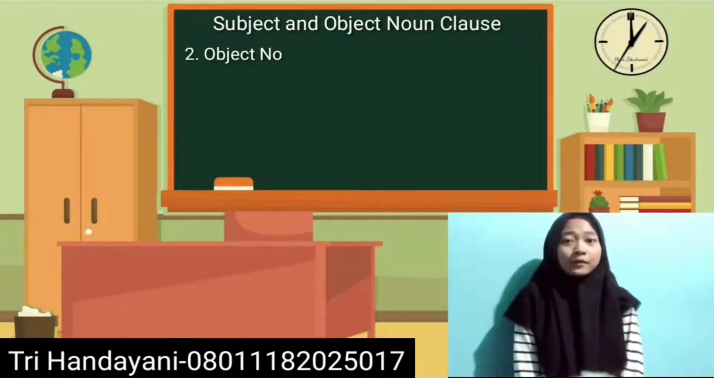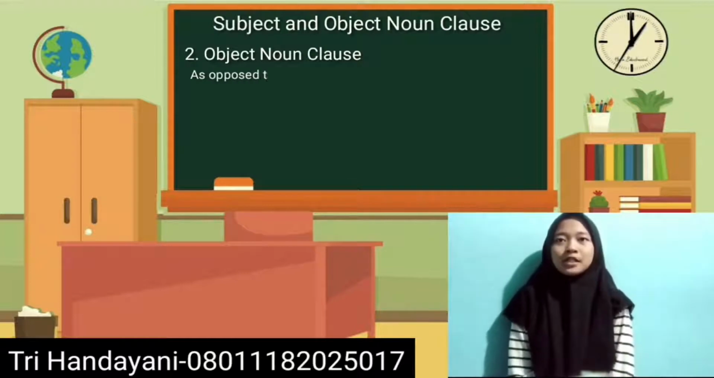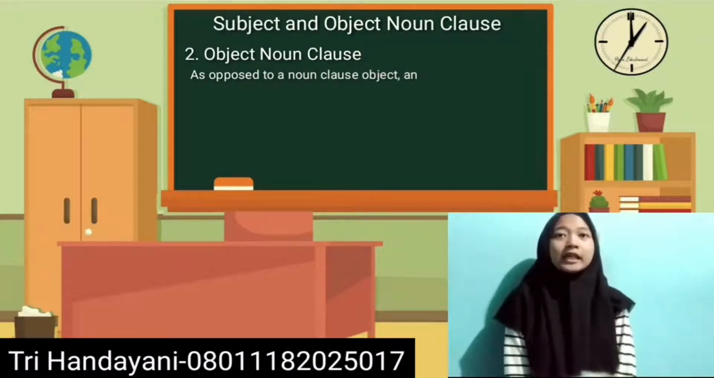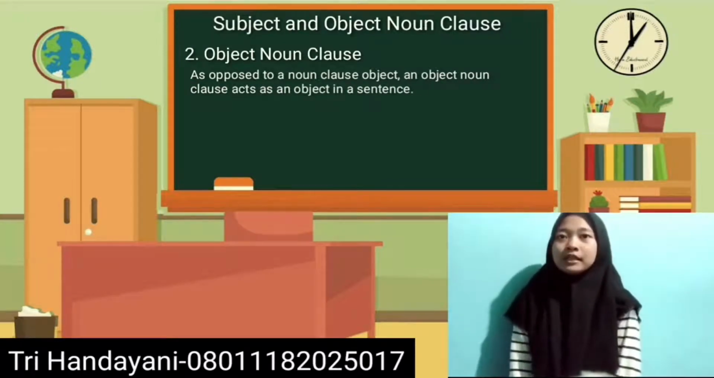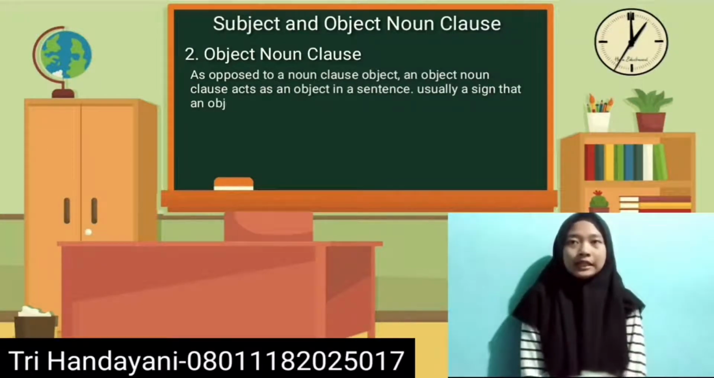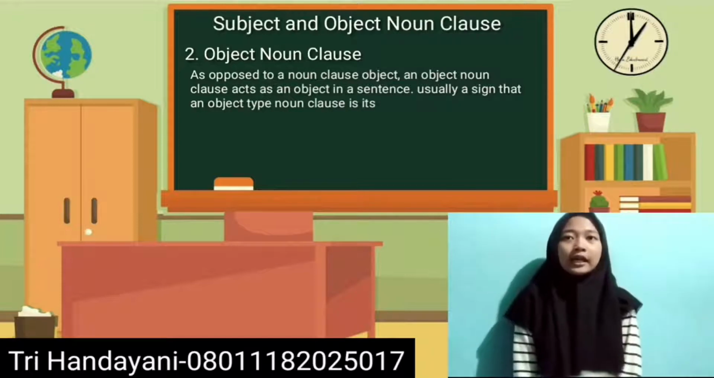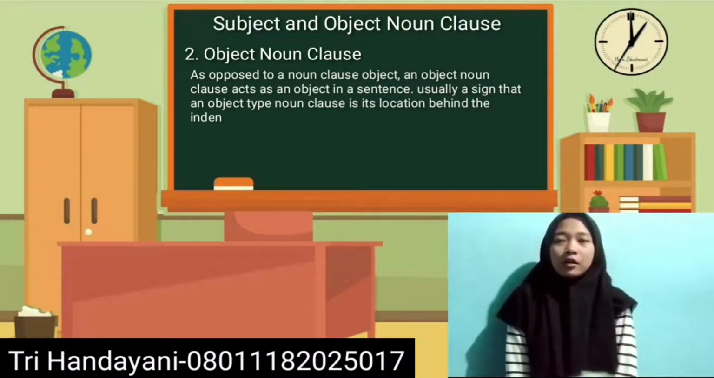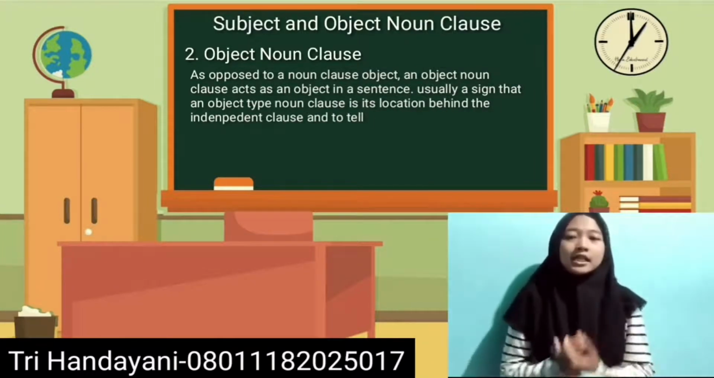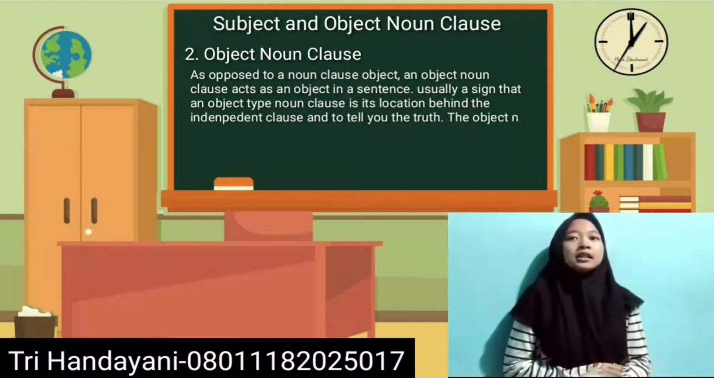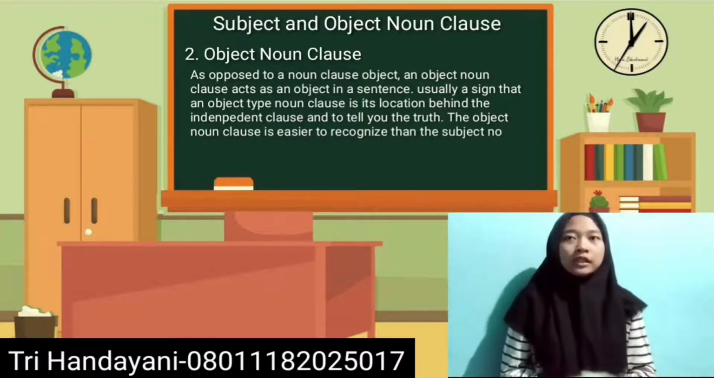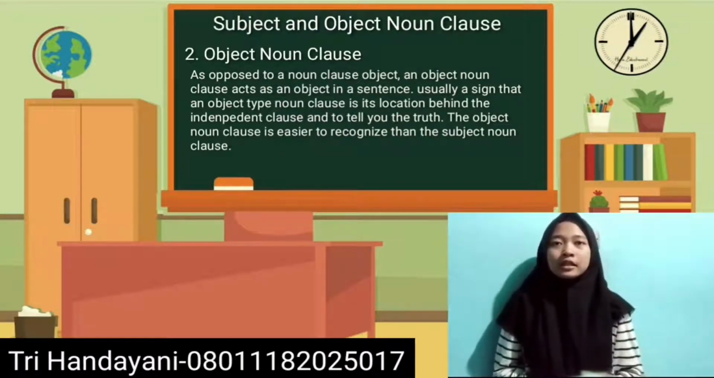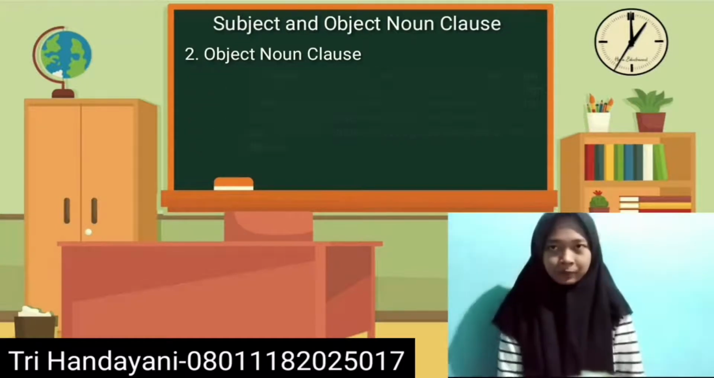The second, object noun clause. As opposed to a subject noun clause, an object noun clause acts as an object in a sentence. It is located behind the independent clause, and to tell you the truth, the object noun clause is more direct than the subject noun clause.